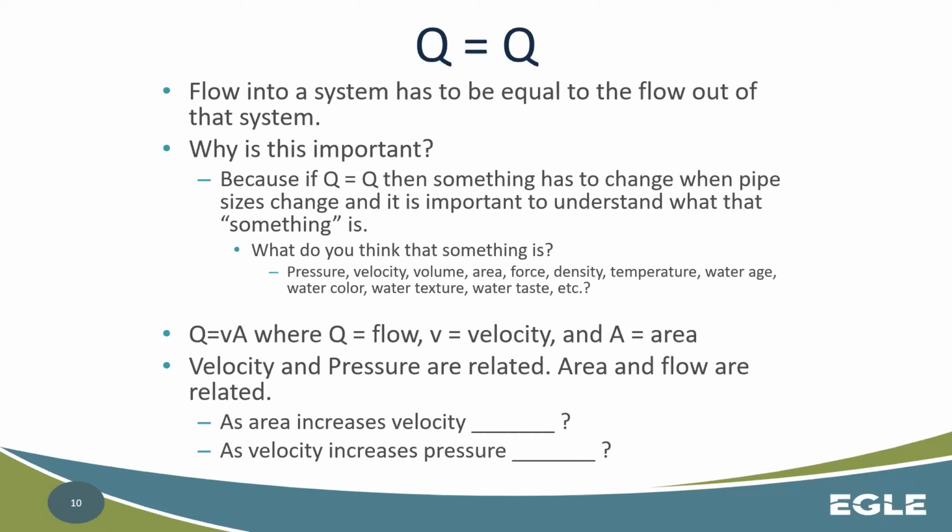The first one: as area increases, what happens to the velocity? As area increases, what must the velocity do to keep the flow rate the same? So say we have a flow rate of 5 gallons per minute, which has to remain constant because flow rate in has to equal flow rate out. If we increase the area while keeping Q constant, then our velocity will decrease.